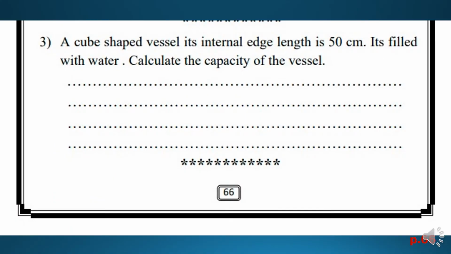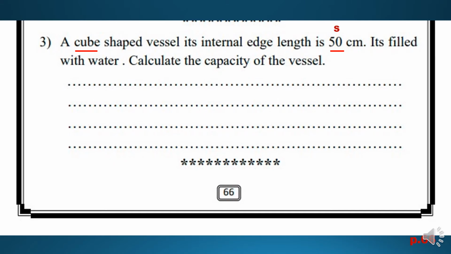Number 3, a cube-shaped vessel, its internal edge length is 50 centimeters. It's filled with water. Calculate the capacity of the vessel. To find the capacity, I have to find the volume of the cube. So the volume of the cube is equal to side times side times side. And here the edge length, or the side, is equal to 50 centimeters.